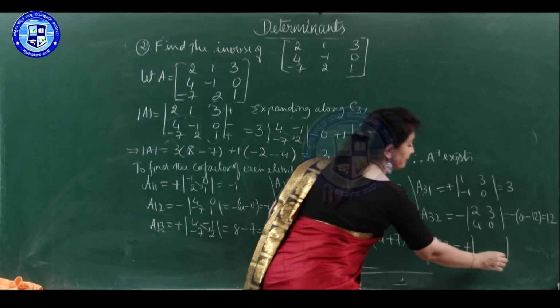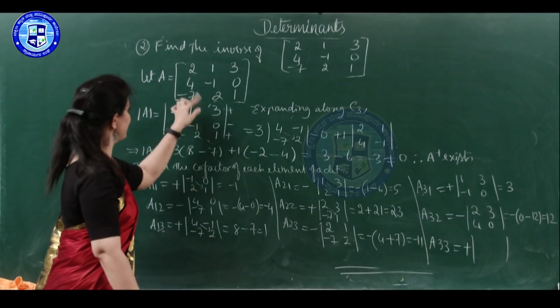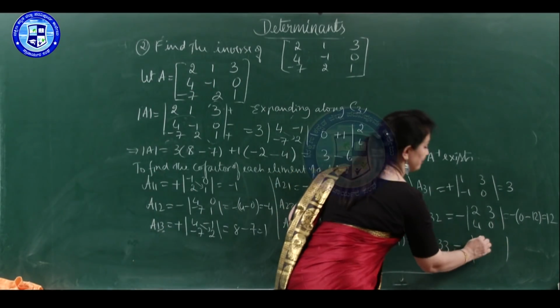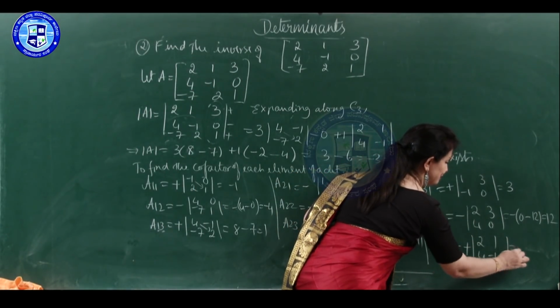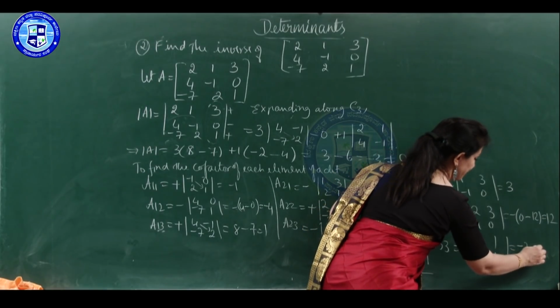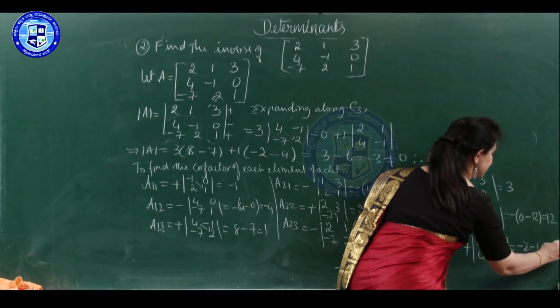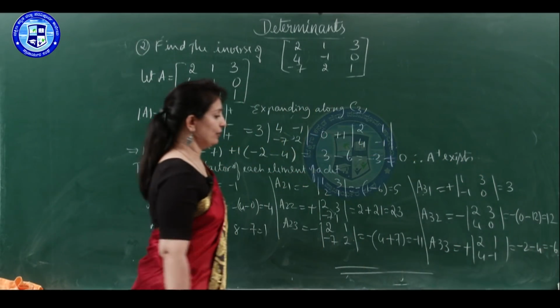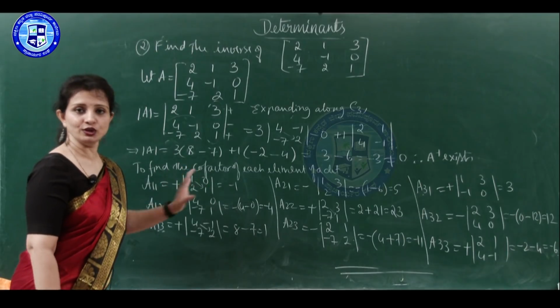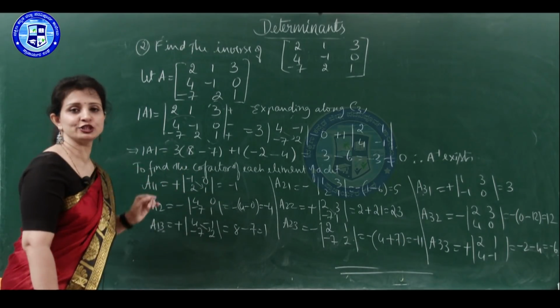And finally, eliminating the third row and third column, what do we have? 2, 1, 4, minus 1, which is minus 2 minus 4, which is minus 6. So, these are the cofactors. If you know the cofactors, you can write the adjoint.